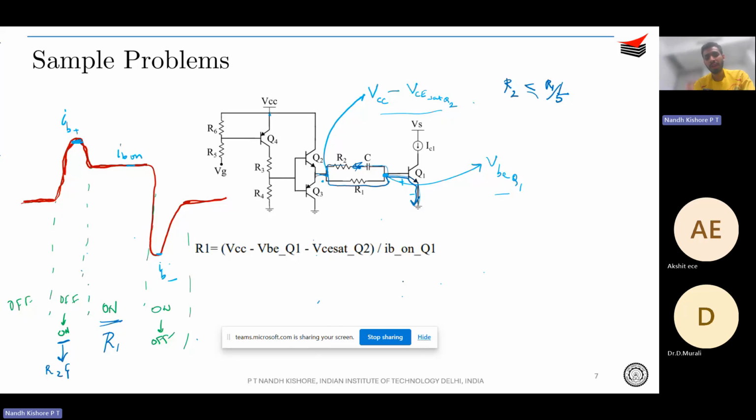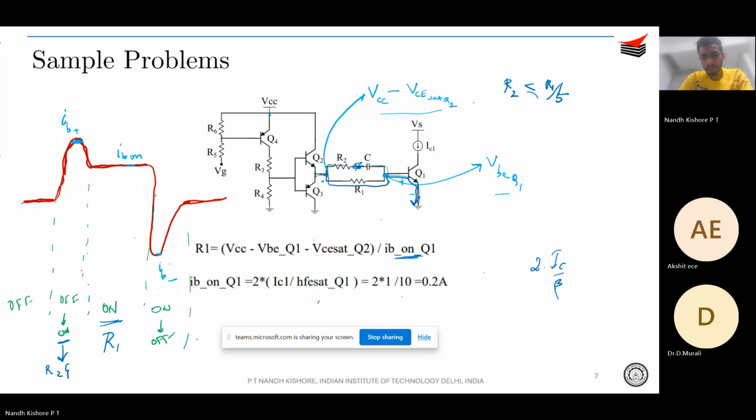So that is why here we have divided it by IB on Q1. Okay, not IB plus, it is IB on. I hope you get the point. So you just need to compute what is IB on, correct? So how do you compute IB on? IB on is basically 2 into IC by beta, correct? That is your IB on.